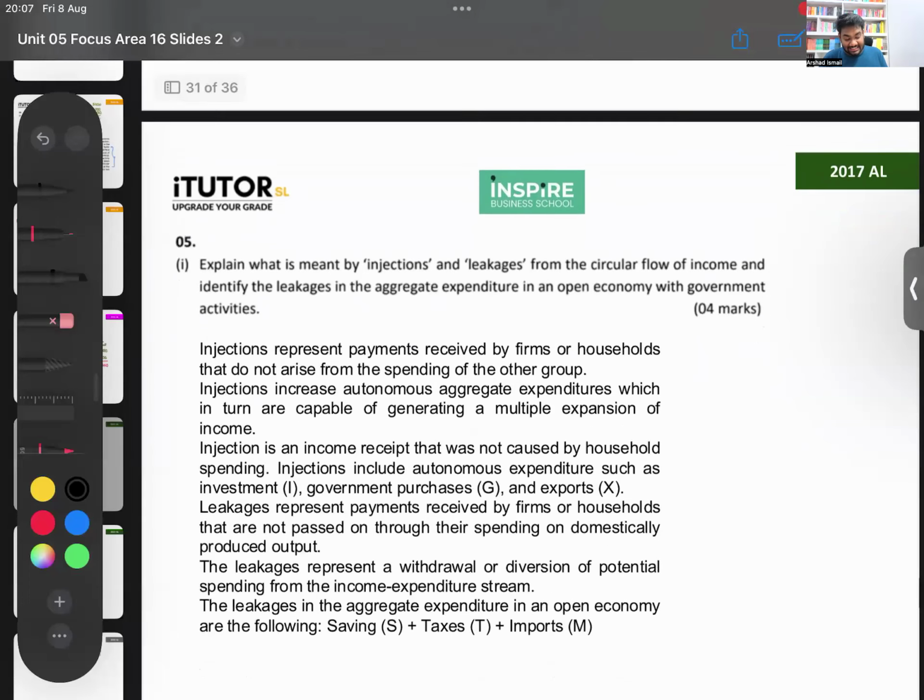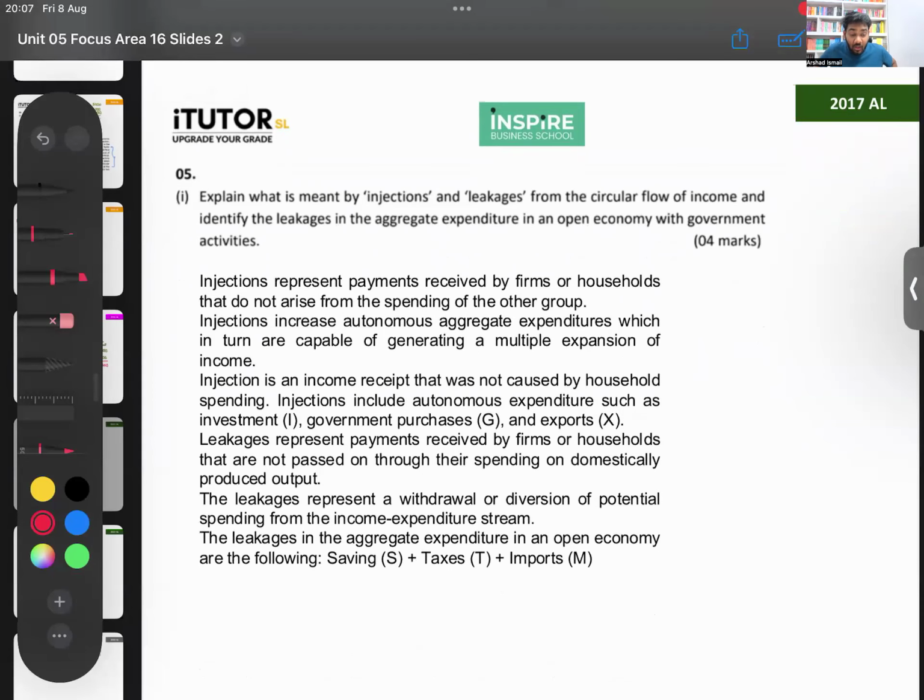2017. It is asking, what is meant by product source, income source? Then what is meant by injections and leakages from the circular flow of income? Identify the leakages in the aggregate expenditure in an open economy with government. So what are injections? What are leakages?